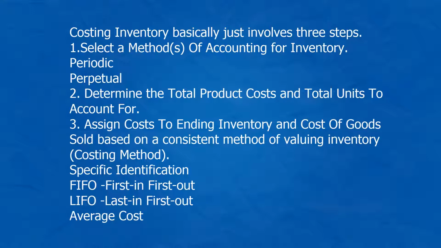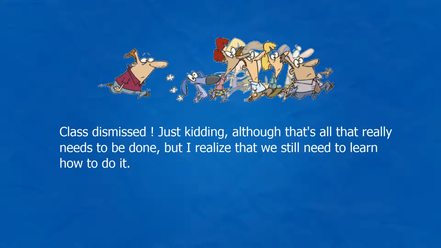Methods: specific identification, FIFO first in first out, LIFO last in first out, average cost. Class dismissed. Just kidding, although that's all that really needs to be done, but I realize that we still need to learn how to do it.